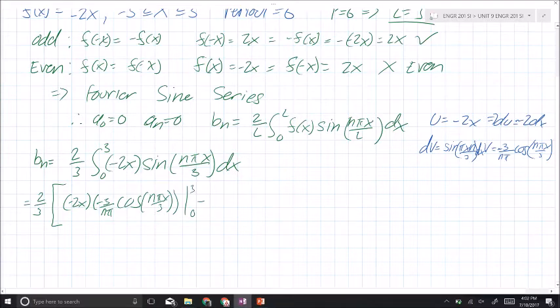Minus the integral from 0 to 3 of v du. Sorry, uv minus the integral of v du. So minus 3 over n pi cosine of n pi x over 3 times our du, which is negative 2 dx.